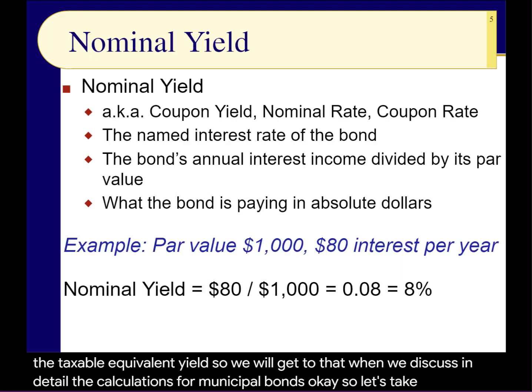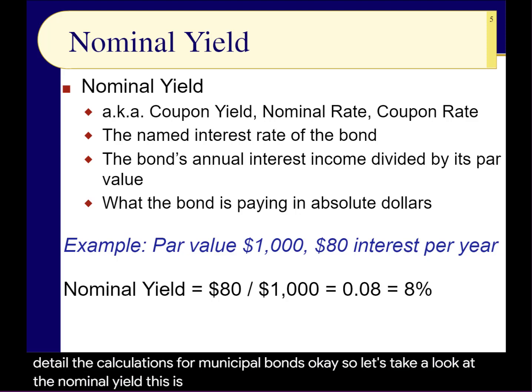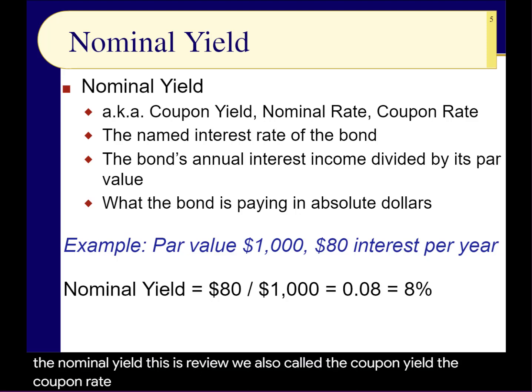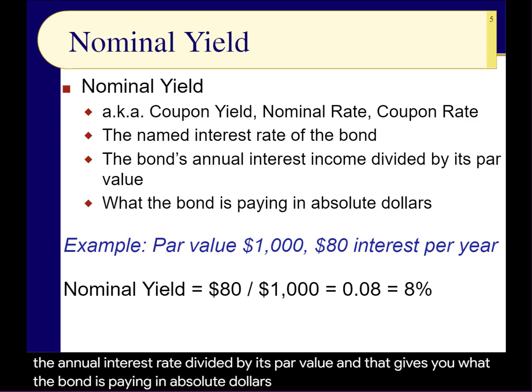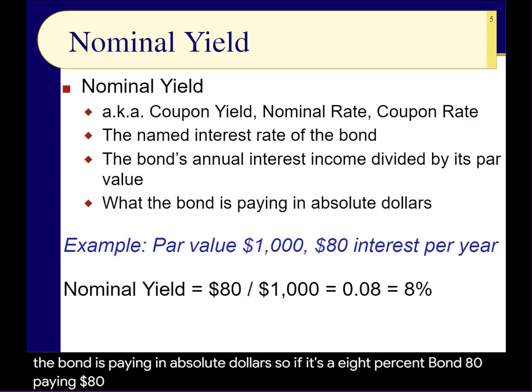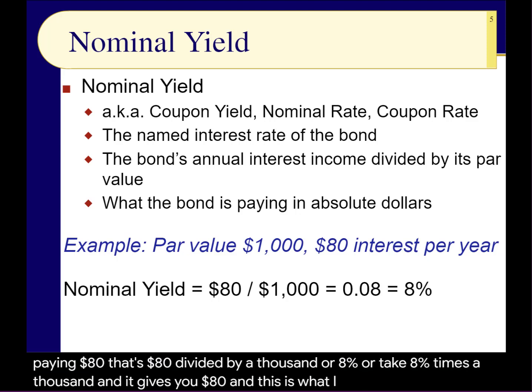Okay, so let's take a look at the nominal yield. This is review. We also call it the coupon yield, the coupon rate. Remember clipping your coupons? This is the named nominal interest rate of the bond. You take the annual interest divided by its par value, and that gives you what the bond is paying in absolute dollars. So if it's an 8% bond, paying $80, that's $80 divided by 1,000, or 8%, or take 8% times 1,000 and it gives you $80.